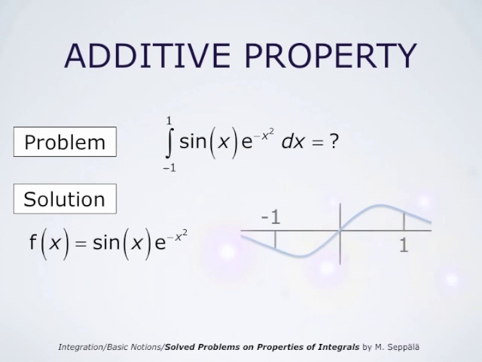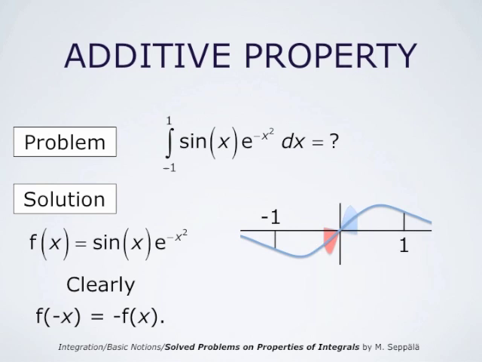The graph of this function is shown here, and we observe that this function is an odd function in the sense that the value of the function f at negative of x is negative of its value at x. This follows since sine has that property. Sine at negative of x is negative of sine at x. The function e to the negative x squared takes the same value at the points x and negative of x. So we have this symmetry, f at negative of x equals negative of f at x.